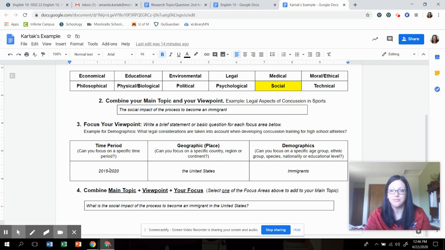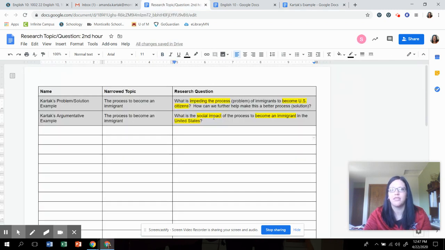I don't need the time period necessarily in my question, but I will use that in my advanced searches as I go through. And that will help me make sure I'm weeding out sources that might not be as relevant. So if I see something from 1985, I'm not going to use that. I'm going to look at things that were from 2015 and on. And that just helps narrow down the search so I don't have 1,000 sources to go through. So my hope is that helps with narrowing that down.